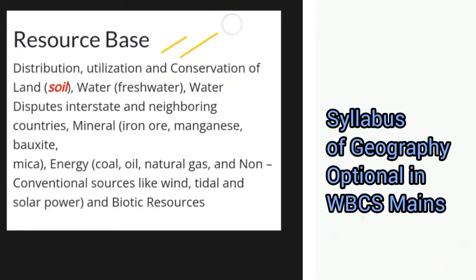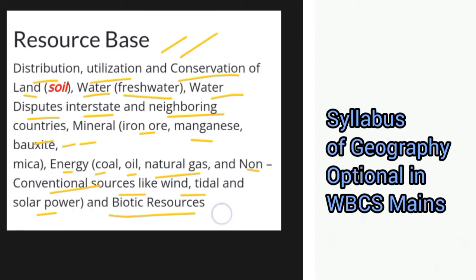Next, we have this resource base, where we have the distribution, utilization and conservation of land or soil, we can say, water, that is fresh water, water disputes, interstate and neighboring countries, then mineral, which includes iron ore, manganese, bauxite, then energy, which includes coal, oil, natural gas and non-conventional sources like wind, tidal and solar power and biotic resources.